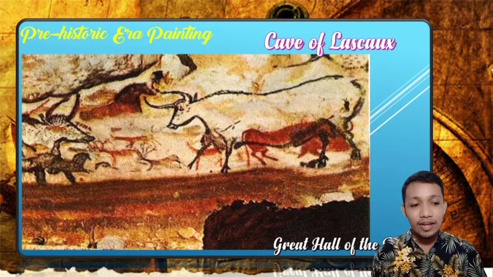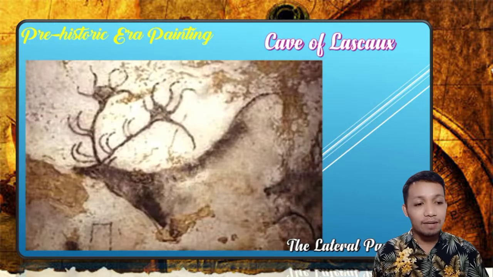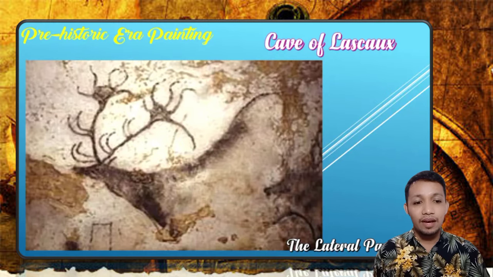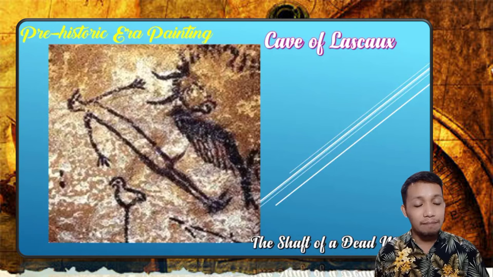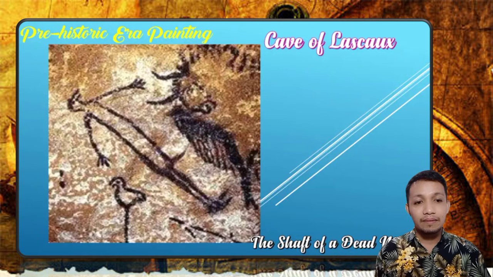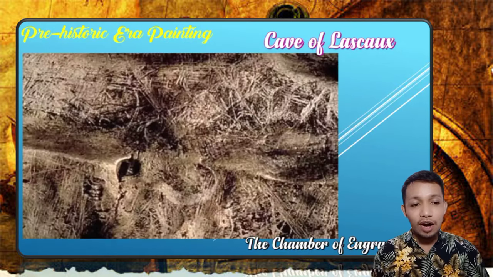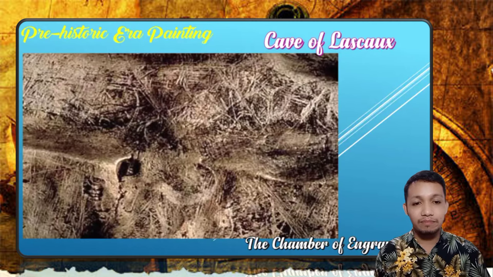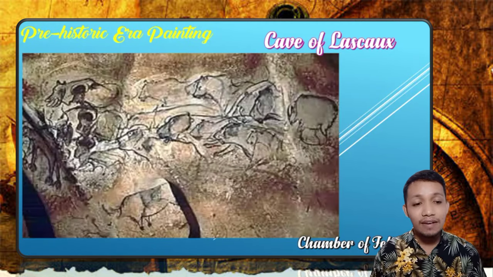Another one is the Great Hall of the Bulls. Another one is the Lateral Passage. Another one is the Shaft of a Dead Man. And we also have the Chamber of Engraving. We also have the Painted Gallery. And we also have the Chamber of Felines, still found in the Cave of Lascaux.